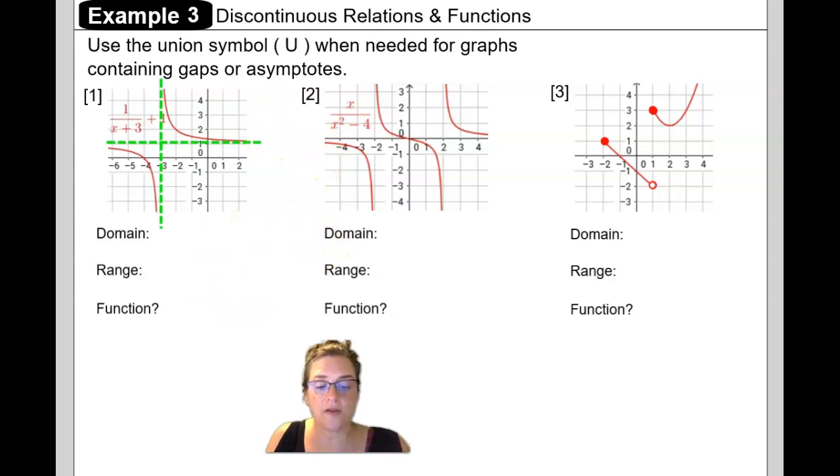So when we look at this graph, it's divided into two sections. This rational function makes a shape called a hyperbola, and the domain, because there's two sections, is going to require two intervals joined by this union symbol.